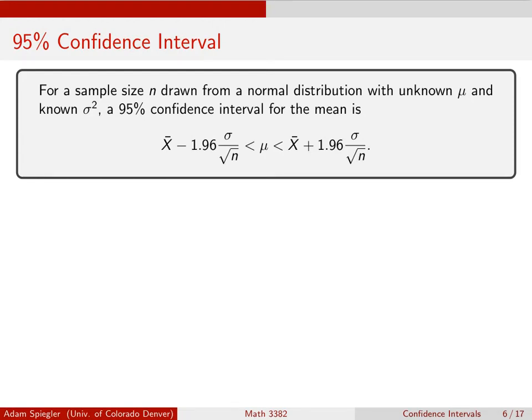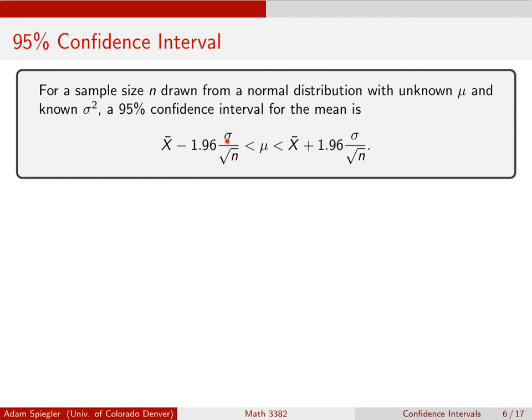Okay, so let's summarize what we've talked about for 95% confidence intervals for means so far. If I pick a sample of size n randomly from a normal distribution with unknown mean and known variance, then we can get a 95% confidence interval for mu, the population mean, by calculating the mean of our sample and then going 1.96 times the standard error.